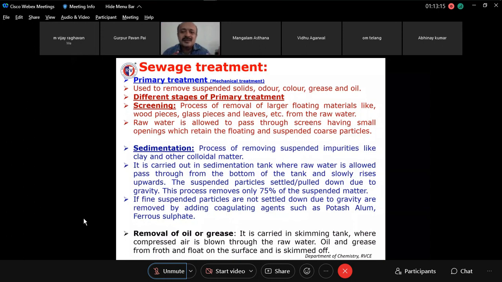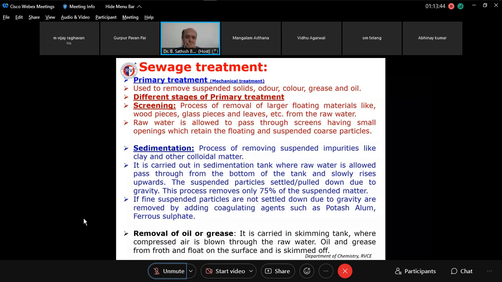So you can do a small experiment. Take some oil in a bowl, put some water, and using a straw, just blow it. After blowing, this oil and grease will be converted into foam. It is very easy to skim off this foam, right? So like this, you can remove this oil and grease.